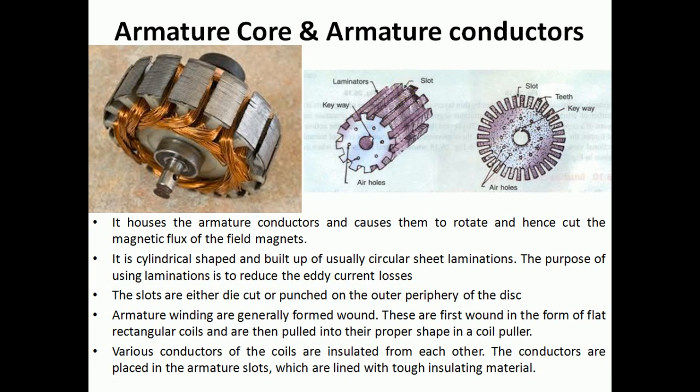Armature winding is also former wound, just like the field winding. That is, it is wound over a frame and then placed over the slots. In this diagram, you will be able to see the armature winding clearly. All these armature conductors are provided with enamel coating. The function of the enamel coating is to provide interturn insulation. That is, in order to avoid short circuit between the turns, enamel coating is provided.